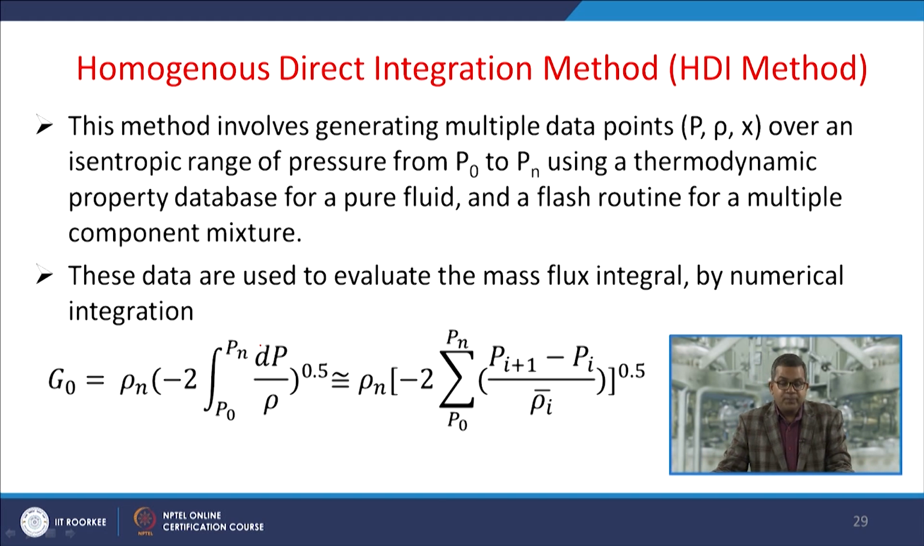Now G naught is equal to rho n into minus 2 integration from P naught to Pn dP upon rho to the power 0.5, and this is approximated as rho n minus 2 summation from P naught to Pn into Pi plus 1 minus Pi upon bar rho i to the power 0.5.